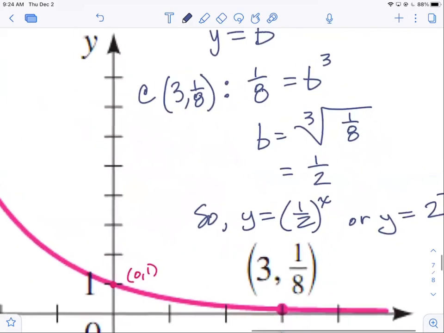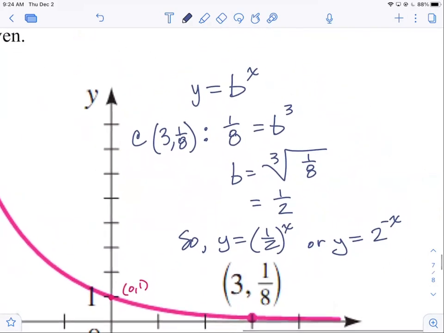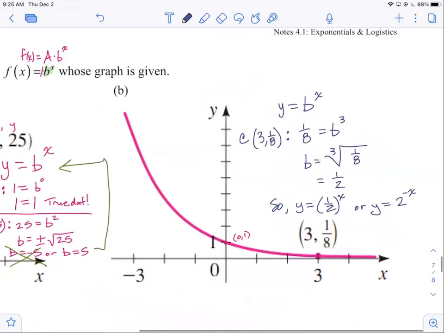So if you plugged in (0, 1), you're going to get a true statement, 1 equals 1. So we're going to use the other point. Plug it in, you get the cube root of an eighth, which is a half. So the answer is y equals 1/2 to the x, or we can write it as 2 to the negative x. Same thing? We saw that in that picture up above. 1/2 to the x and 2 to the negative x are the same, because it's just a reflection of 2 to the x across the y-axis. Or you can write 1/2 as 2 to the negative first, and then combine your exponents.